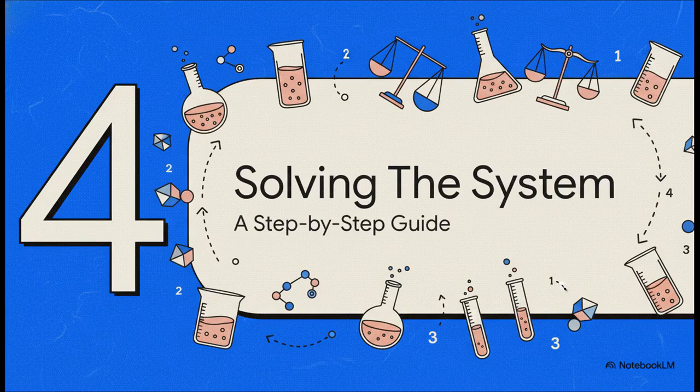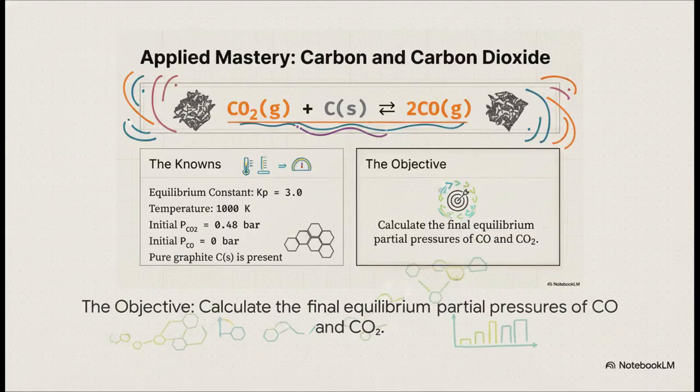So now, for the main event. Let's roll up our sleeves and actually solve one of these problems from beginning to end. All right, here's the problem we're going to tackle. We've got carbon dioxide gas reacting with solid carbon to make carbon monoxide gas. We're told the Kp value is 3.0. We're starting with 0.48 bar of CO2 and no CO at all. Our goal? Find the final pressures of both gases once everything settles down into equilibrium.